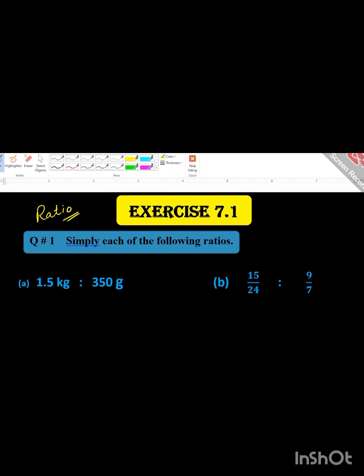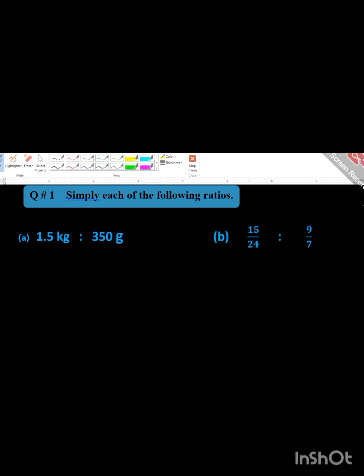The first question is: simplify each of the following ratios. So what are these ratios? As we did in the previous lecture, if the units are different, we have to make the units the same. So we convert the kg into grams. How will we convert the kg into grams? We will multiply 1.5 by 1000. Why will we multiply with 1000? Because 1000 grams is equal to 1 kg, right?